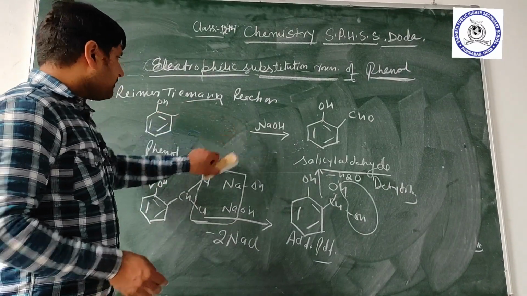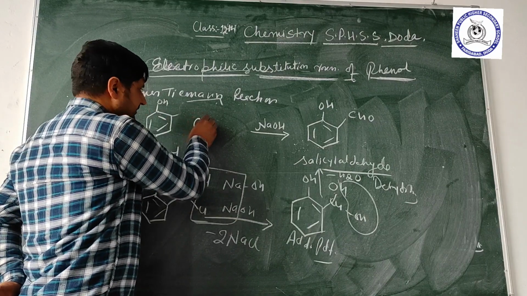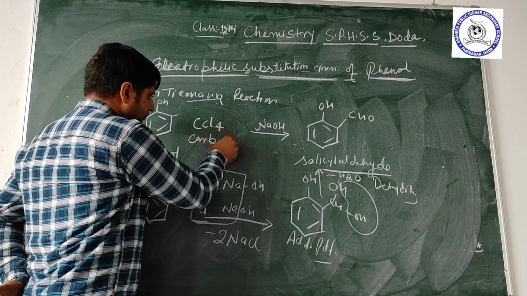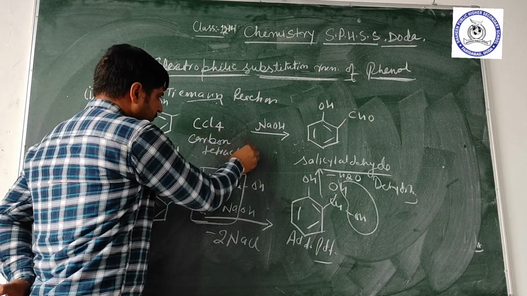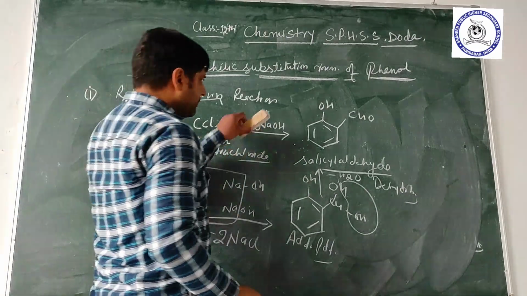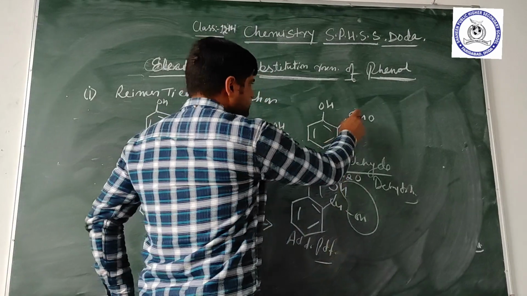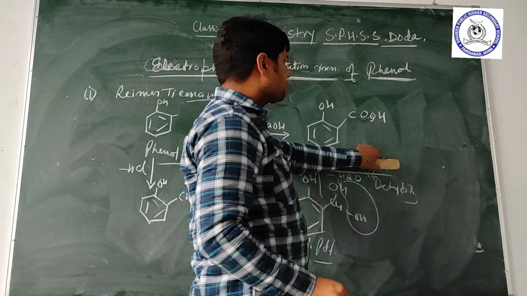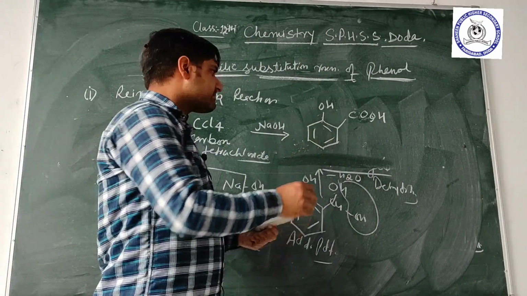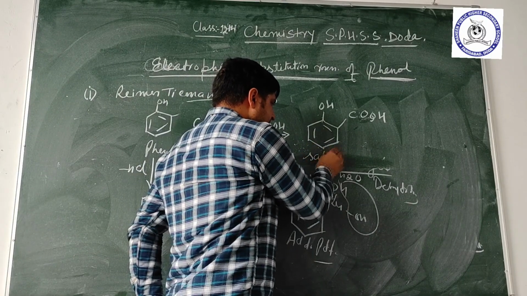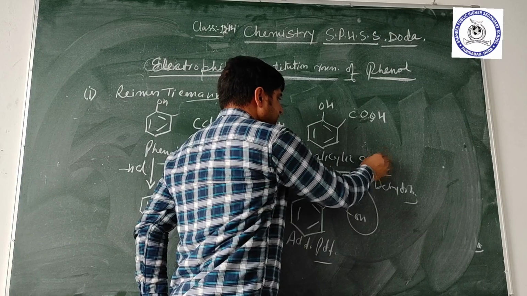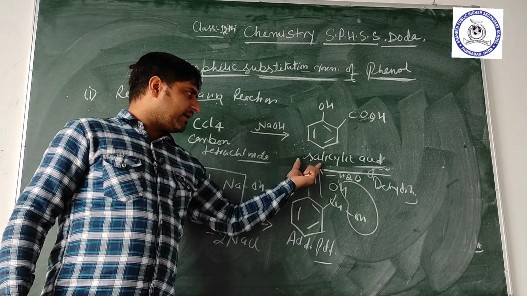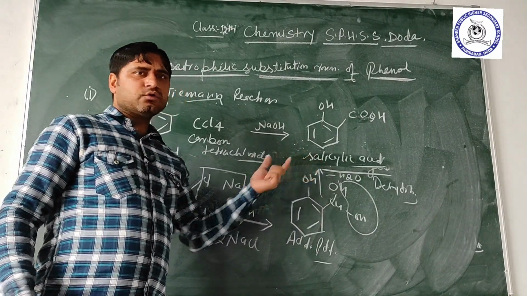However, instead of chloroform, when we treat with CCl4, that is carbon tetrachloride, in presence of base, the product is carboxylic acid, 2-hydroxy benzoic acid, commonly called salicylic acid, and this is also again the starting material for the synthesis of either aspirin or Salol drugs.